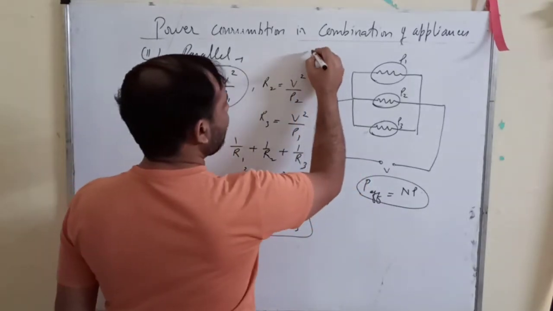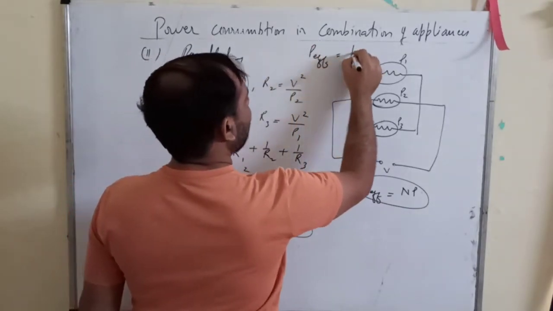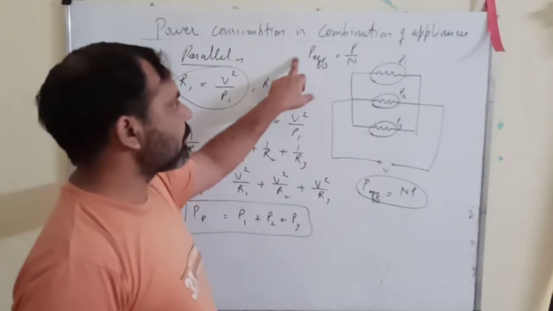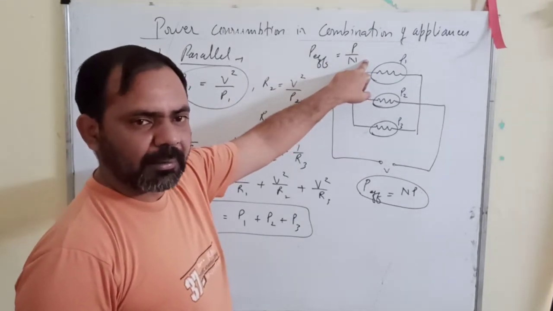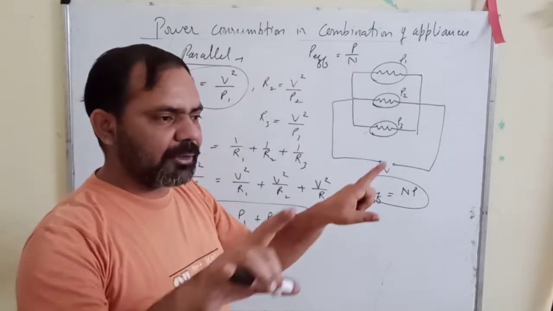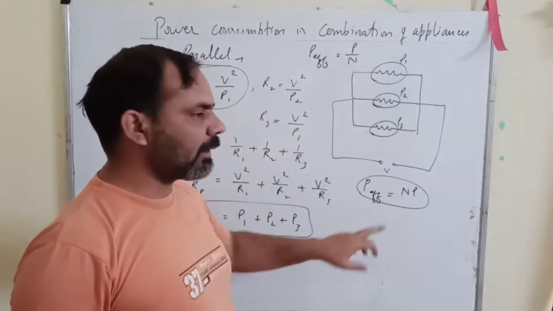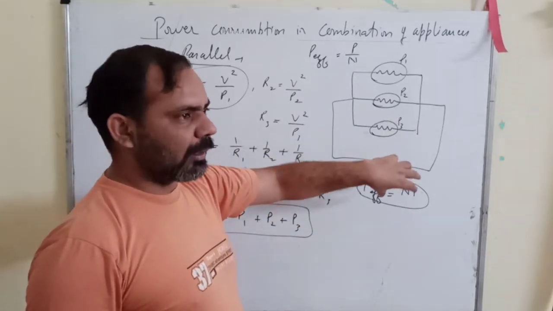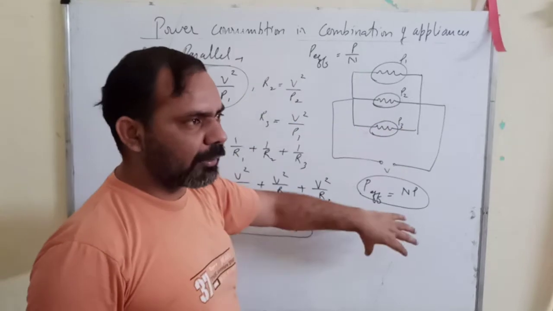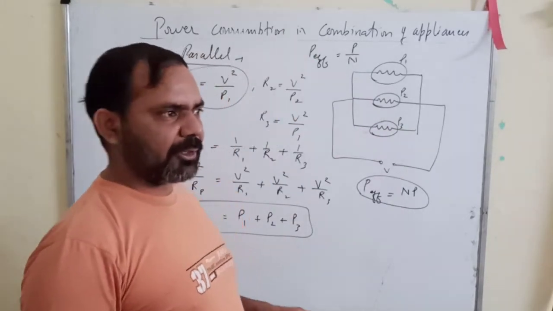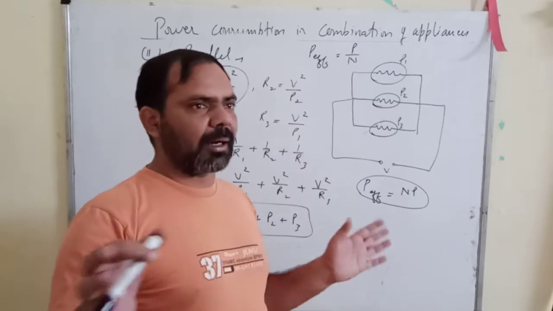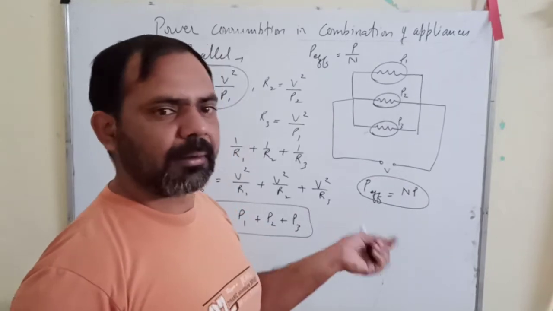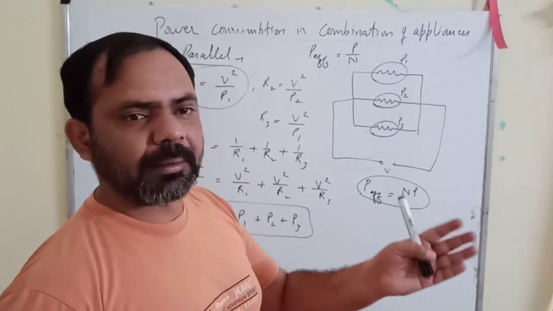Effective power in series combination was P upon n, 1 by nth part of P. The power rating is what is marked on the appliance, and here the effective power is n times P. So effective power is more in case of parallel combination as compared to the series combination. So that's why we make our household connections in parallel combination. The connections of our household appliances are connected parallelly with each other.